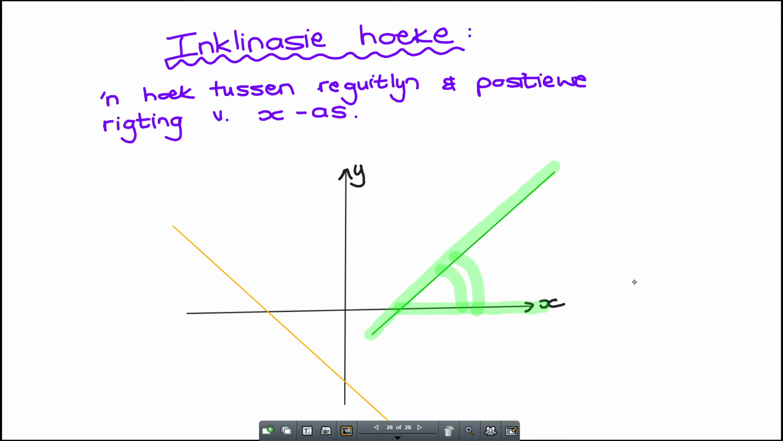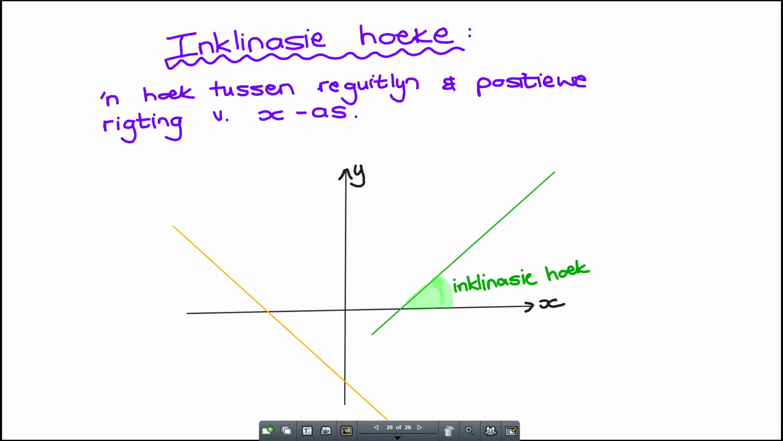Okay, so kom ek skryf net gou hier. So vir jou, jy kan hom opdoen met 'n highlighter doen, net as jy wil, wat ook al vir jou werk. Okay, reg, ja. Daai hoekie is my inklinasie hoek. Ons gaan nou praat oor wat hy is en hoe groot hy is en al daai dingetjies. I first want you to identify the angle of inclination. Okay, let's look at that other example, the next one.